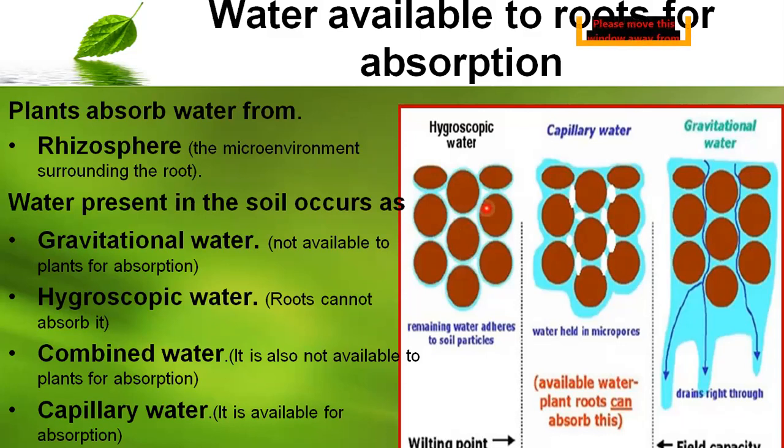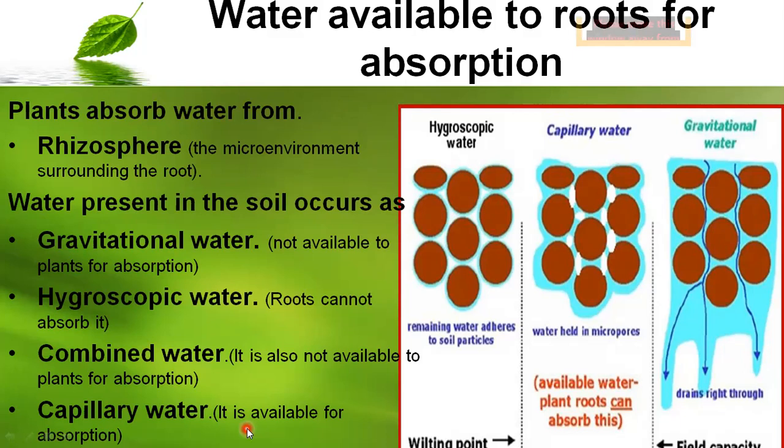Now the combined water is nothing but the water combined with soil minerals present in the soil, that is silica and aluminium, and when they combine with the water molecule, it forms hydrated oxides like SiO2 and Al2O3. So this water is also not available for the plant for absorption.